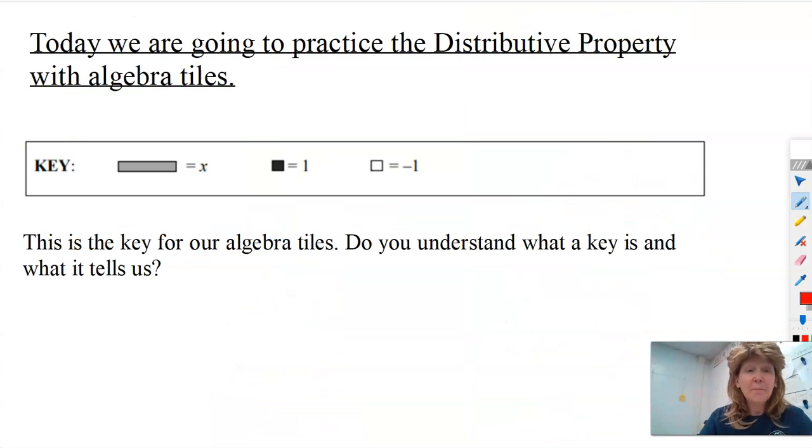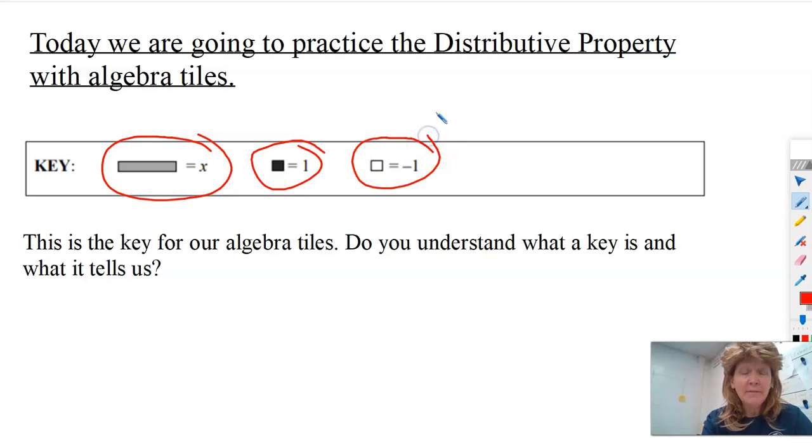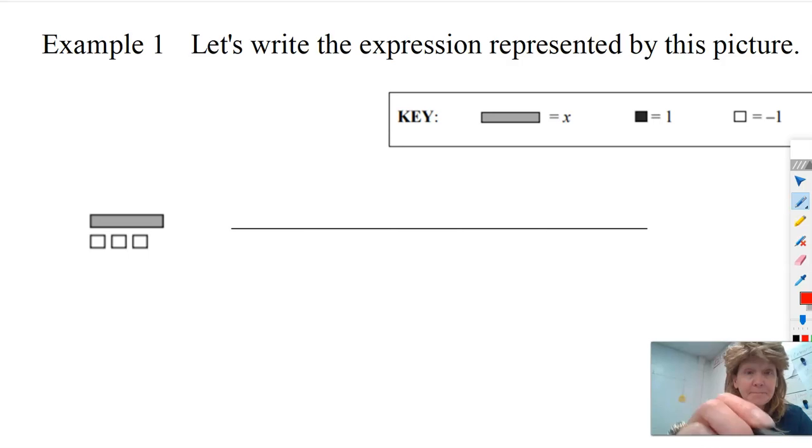Okay, so here we go. Today we're using algebra tiles to practice the distributive property. So I want you to notice this key. Every time you see a gray rectangle, it stands for an x. That's a variable. When you see the square that's filled in, it's a +1. When you see a square that's not filled in, it's a -1. That's the key that we're going to use for today.